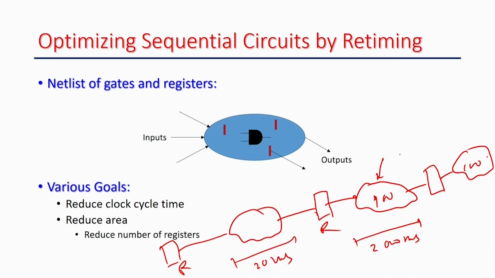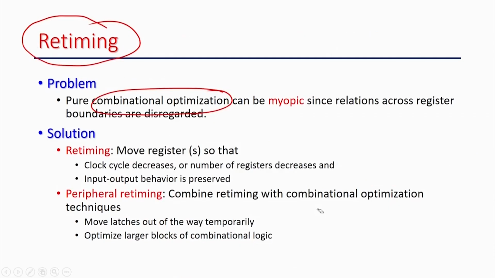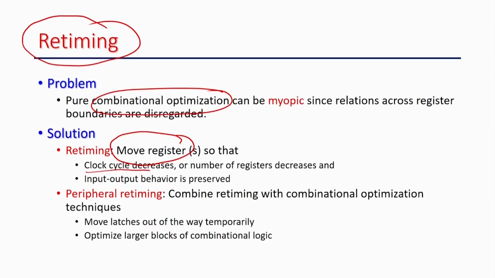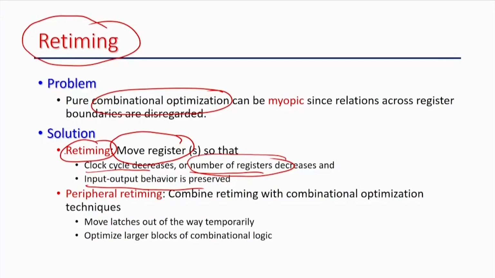So this is the idea of retiming: we move the registers in the circuit so that we can reduce the clock period, that means the combinational delay between two registers is less, as I showed here. Earlier it was 200, and now I just moved the register a little bit and it becomes 100 milliseconds. So this is retiming. It is a sequential optimization where we move the registers in the circuit so that we can improve either the clock period or the number of registers, right.